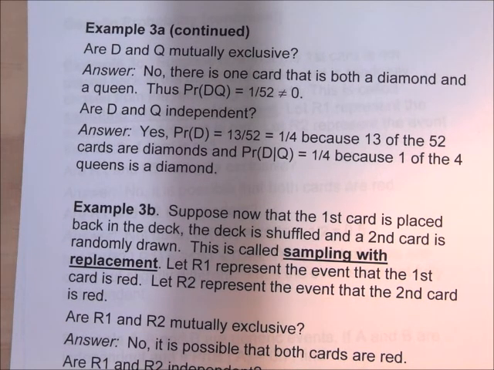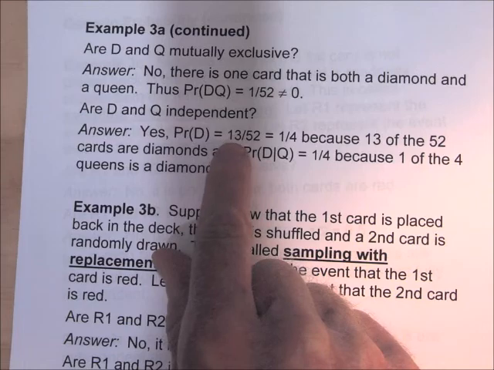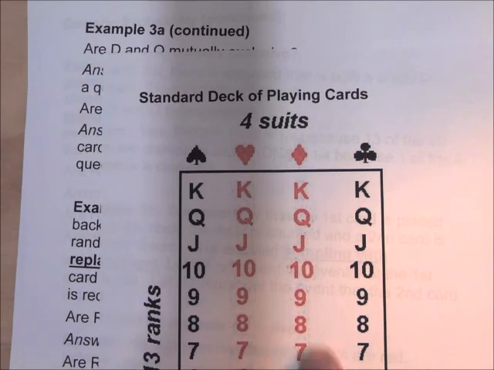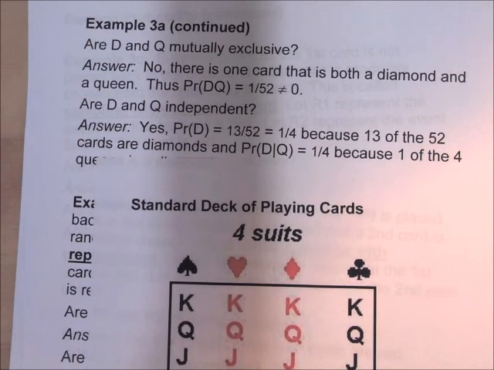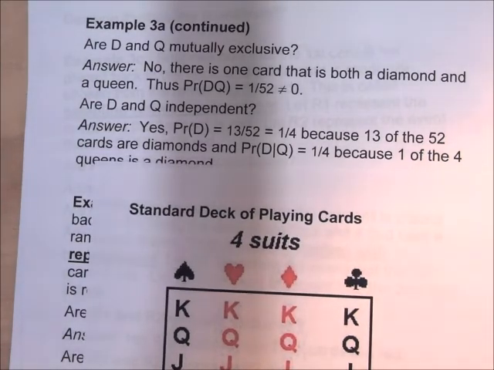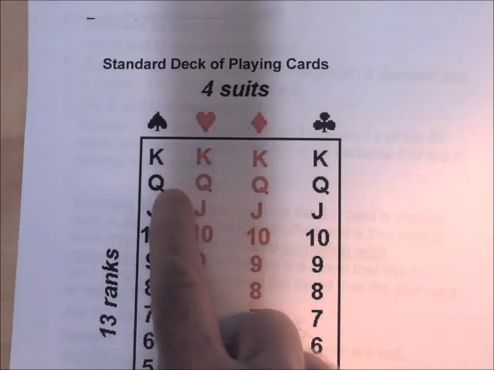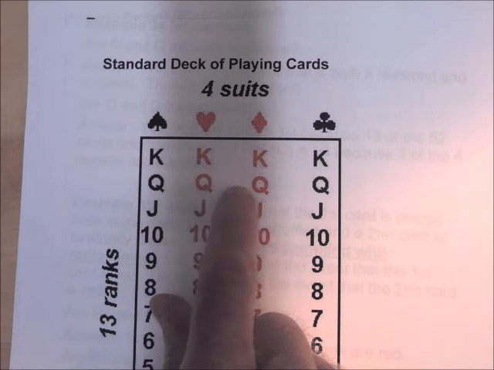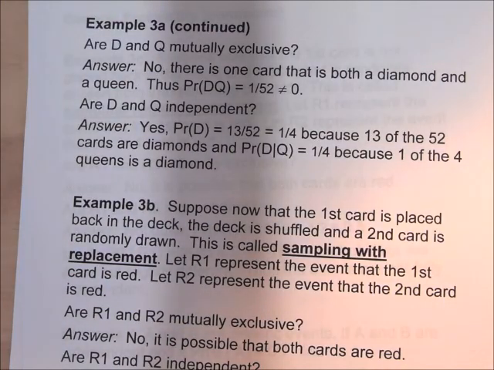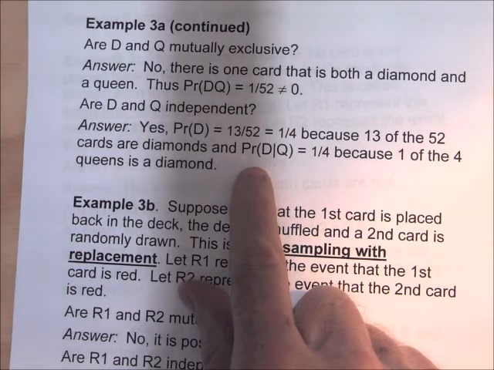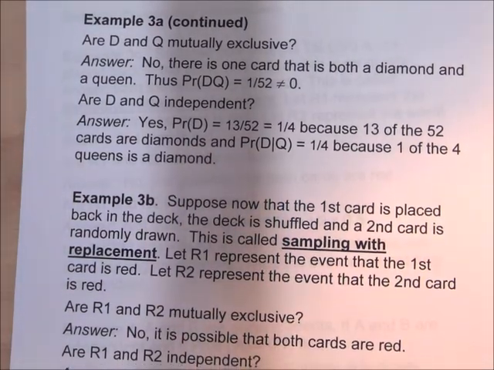Are D and Q independent? The answer is yes. The probability of a diamond is 13 out of 52, because in the standard deck of playing cards we have 13 diamonds out of 52, so that reduces to 1/4. And the probability of a diamond, if we have a queen, is also 1/4, because we have 4 queens, one of each suit. If we know that it's a queen, then there's a 1 chance out of 4 it's going to be the queen of diamonds. So the conditional probability is the same as the original probability, which means that D and Q are independent.